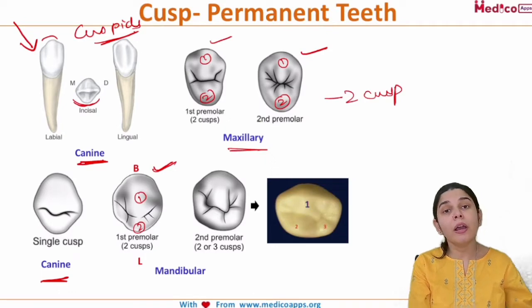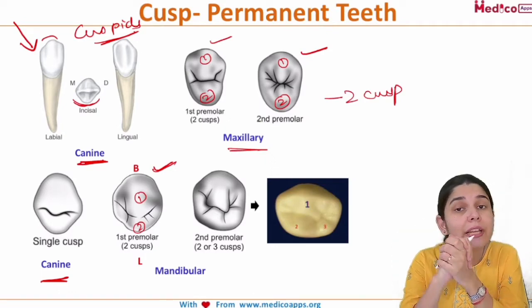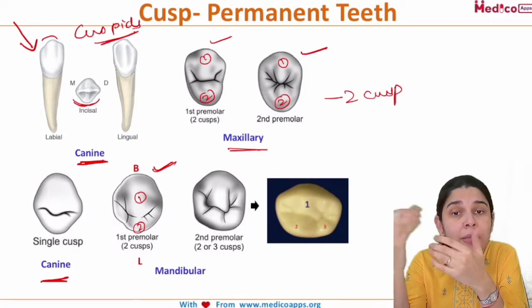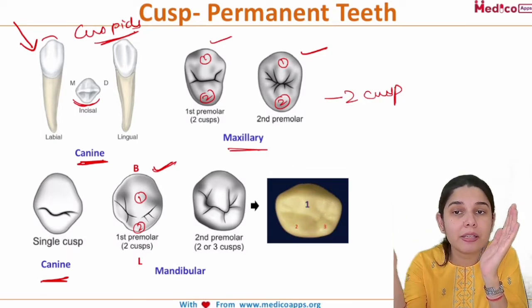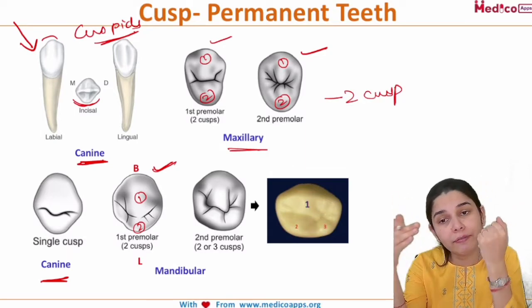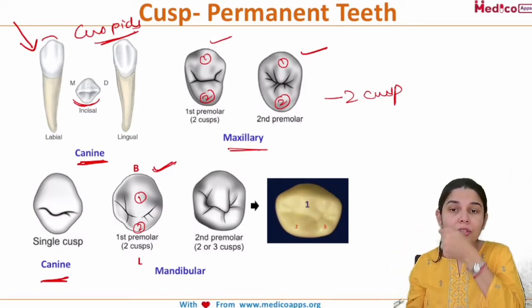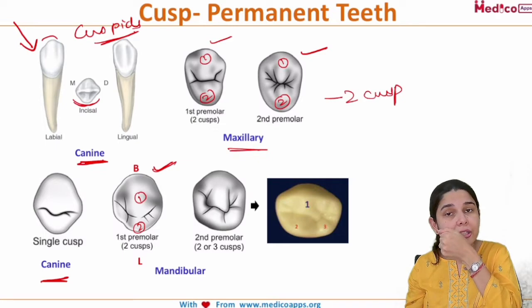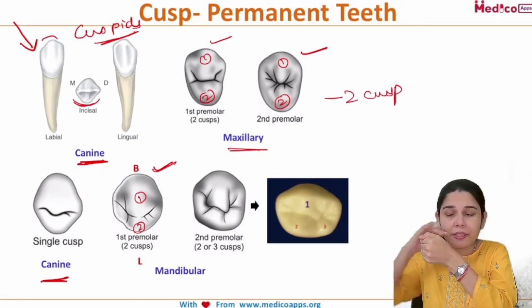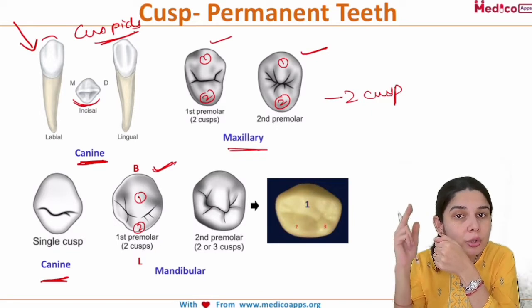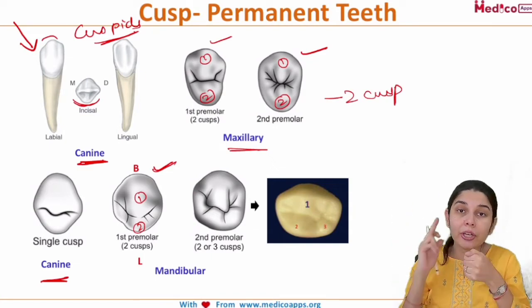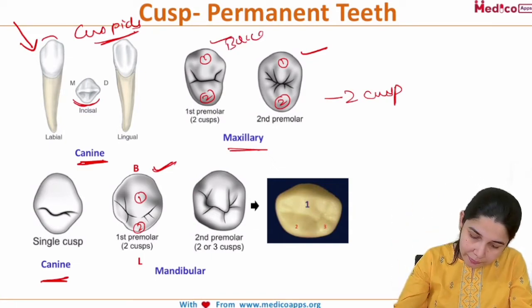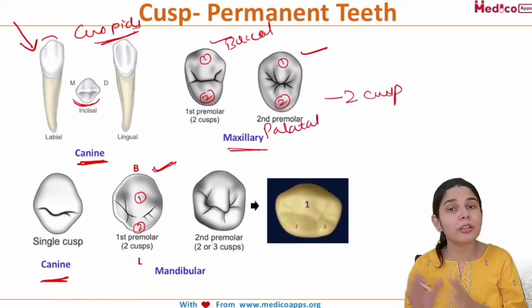Now I want to ask you a question: if I am discussing the maxillary premolar, what are the two surfaces you will see in the tooth? Definitely there will be a buccal surface. If this is your premolar, the tooth present in the maxillary area, this is your buccal surface and this is your palatal surface. So the two cusps which you will come across in the maxillary first premolar and second premolar are the buccal cusp and the palatal cusp. It is very easy to remember depending on the surface of the tooth.